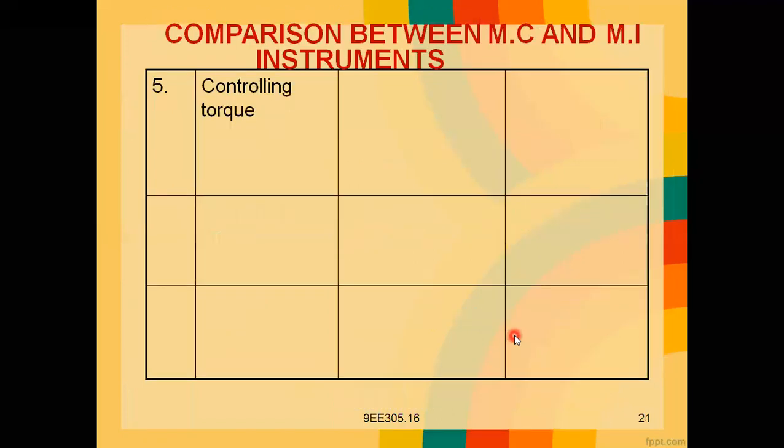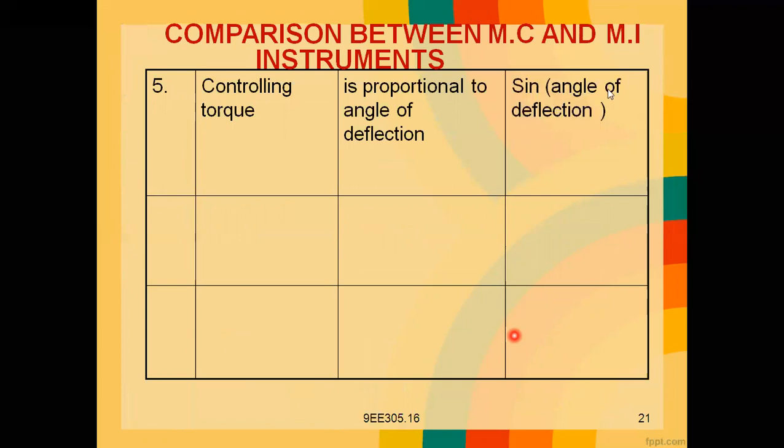And coming to the next one, controlling torque. Controlling torque in MC, because we use a spring, is directly proportional to deflection. And for MI, because we use gravity, it is proportional to sine of the angle of deflection. And coming to the scale, the scale is uniform for PMMC or MC instruments. And for MI, it is going to be non-uniform.